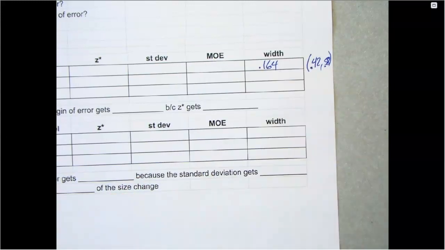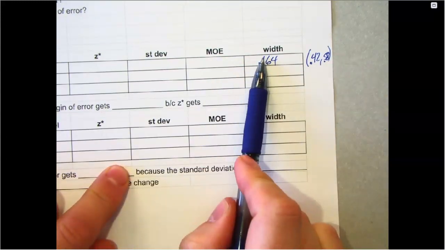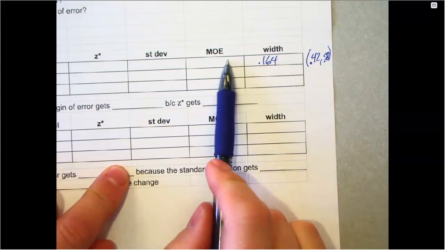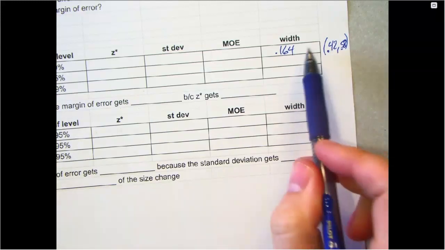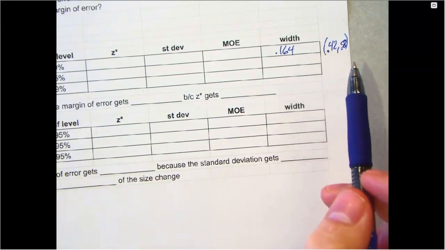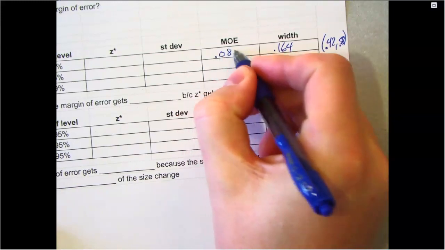So the width is all the way across. The margin of error is the distance from the middle to one of the sides. So how is the margin of error related to the width? It's half. Do you guys remember that from yesterday? Because the width is the margin of error twice. The margin of error is just the margin of error once, so it's half. So divide that by 2. So that's 0.082.